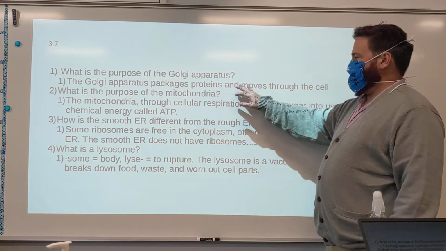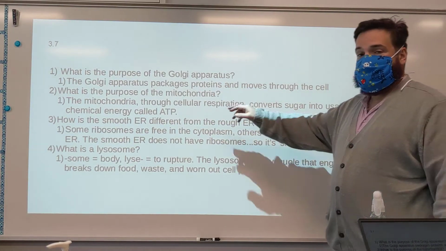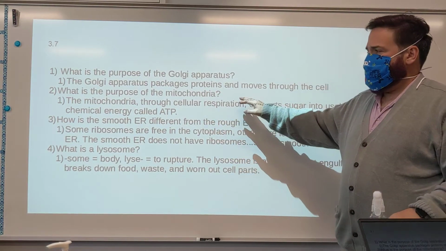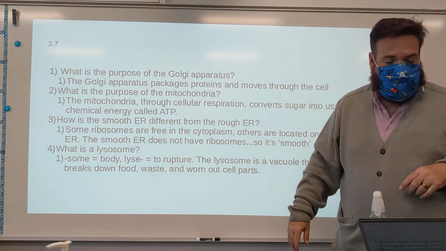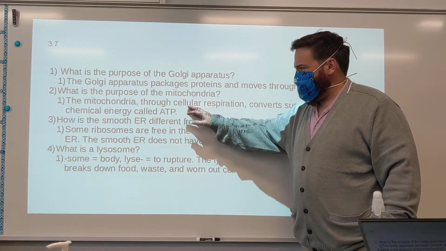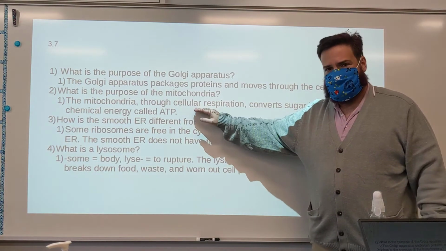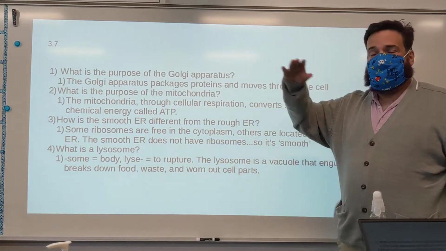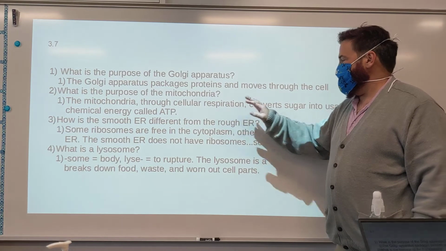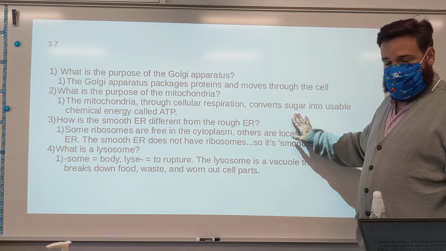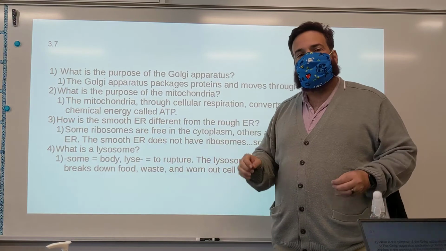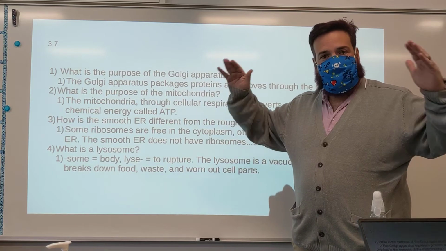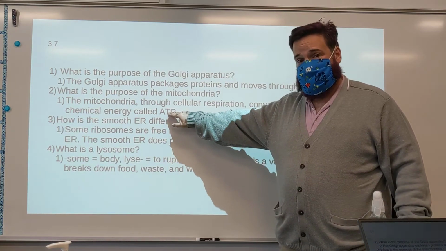Golgi apparatus packages proteins and moves them through the cell. The mitochondria, you should know the mitochondria. Everyone should know the mitochondria. Sorry, it's nothing to sneeze at. But the mitochondria is where cellular respiration happens. And without cellular respiration, none of us would be here. Even trees and stuff wouldn't be here. Cellular respiration converts sugar made from photosynthesis into ATP. Every cell on the planet, bacteria, oak trees, blue whales, every living thing, their cells run on ATP.